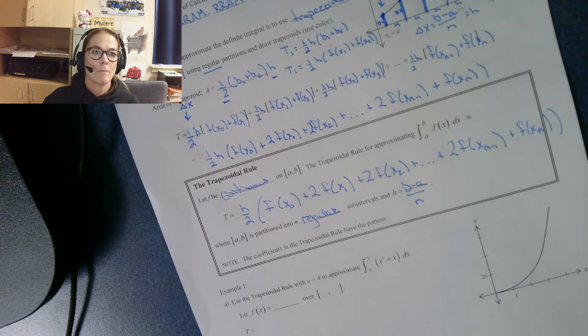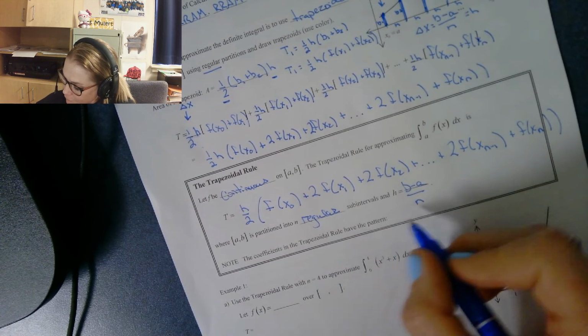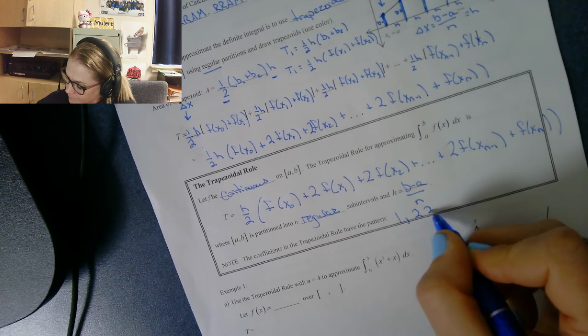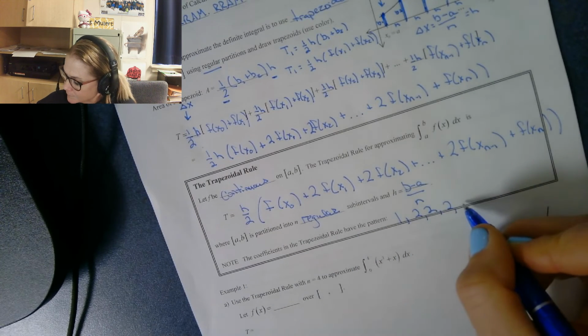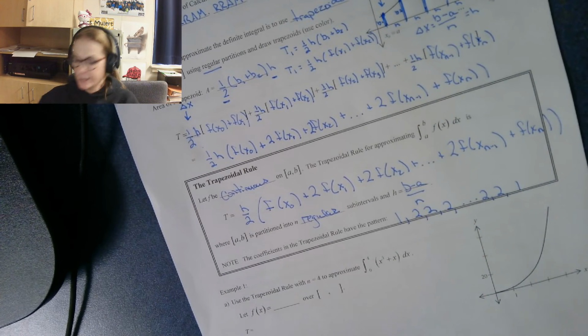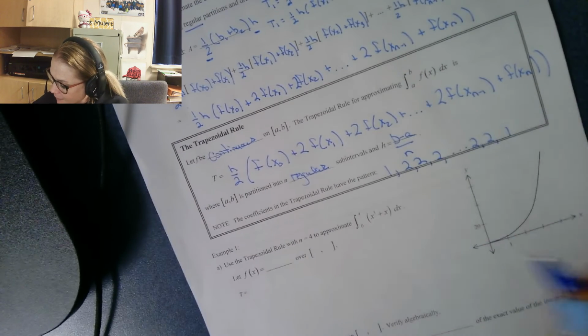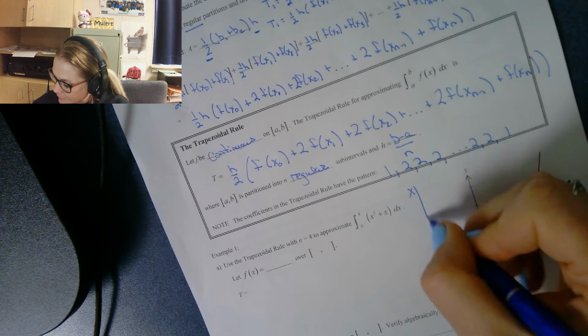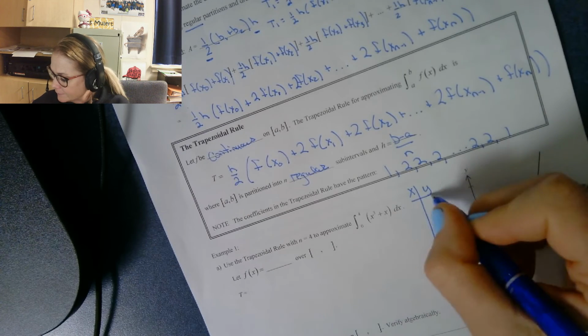All right. So the coefficients in the trapezoid rule have this pattern, dot, dot, dot, however many partitions you have. Okay, so let's use the trapezoid rule. Let's make our t-table and compare that to an LRAM and a RRAM.